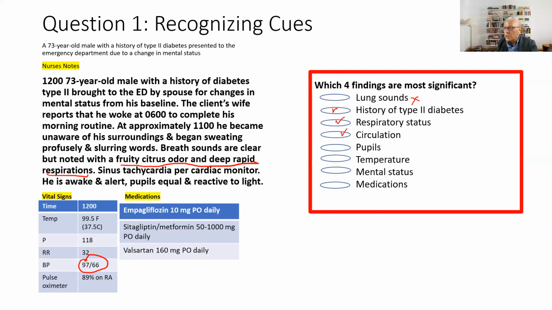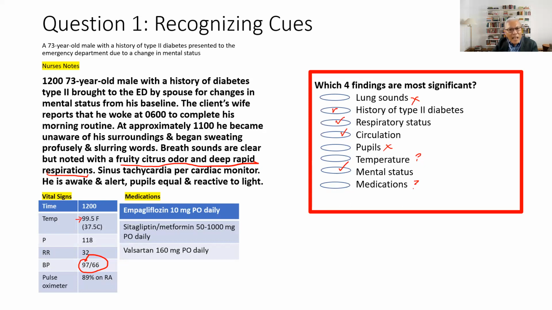The pupils, there's nothing mentioned about the pupils. The temperature of 99.5 is febrile. It might be a manifestation of dehydration, but the mental status is more significant than that, isn't it? And then, of course, the medications are not compelling at this time. So the correct answers here are history of type 2 diabetes, the respiratory status, and the circulation.